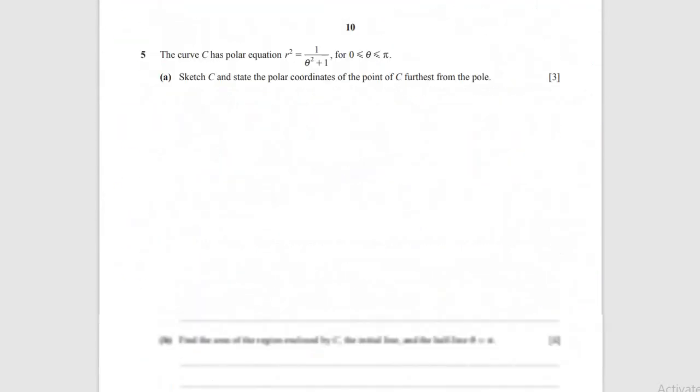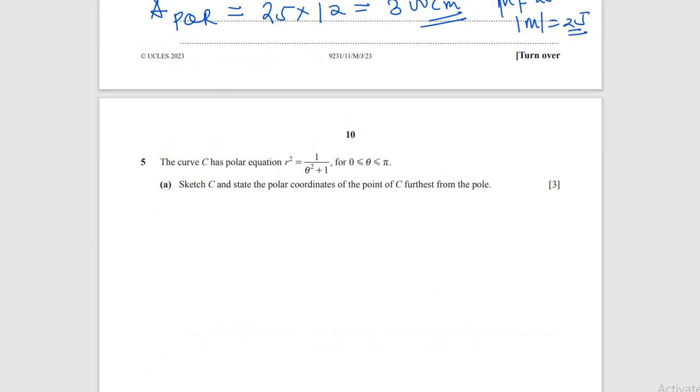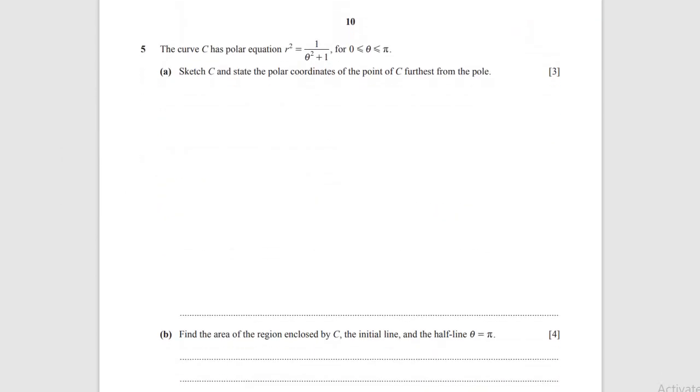And the next one is polar coordinates. Number 5: we are asked to sketch the graph of the polar equation r squared equals 1 over theta squared plus 1, where theta is between 0 and pi, and to state the polar coordinates of the point on C furthest from the pole.